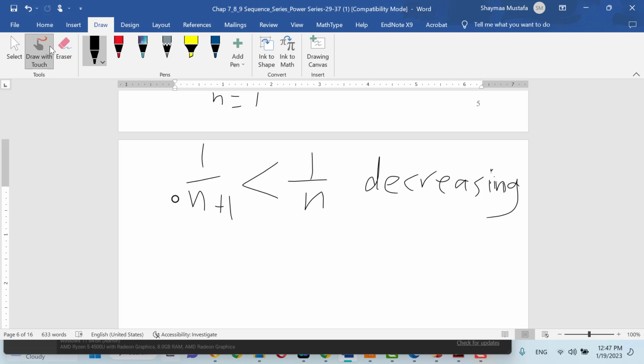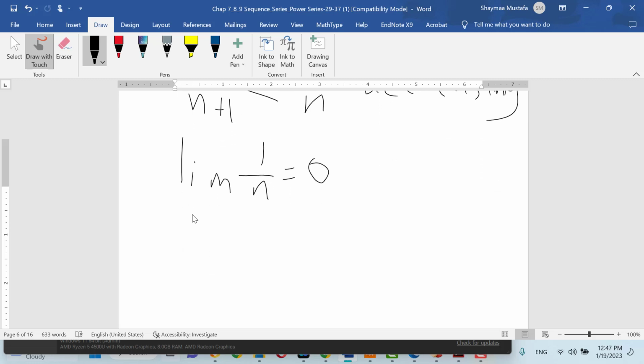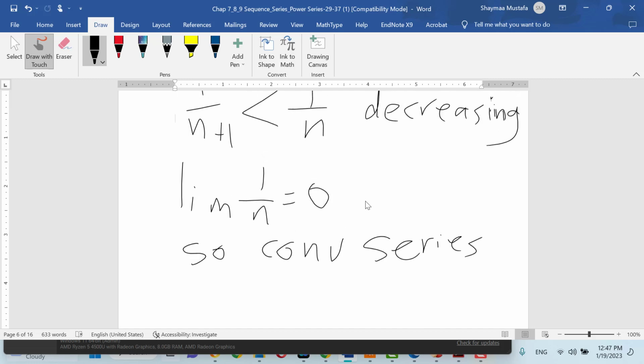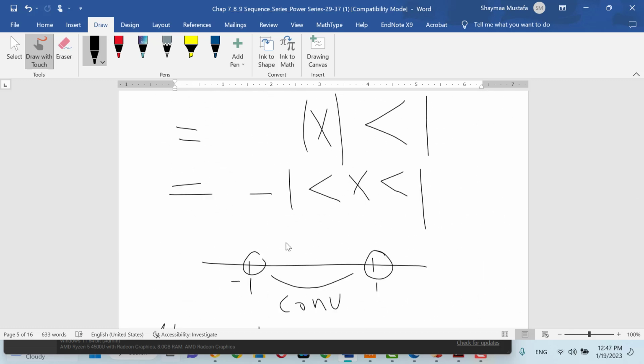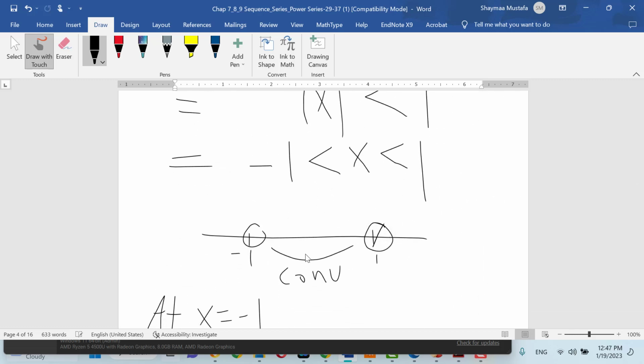And we have the limit of 1 over n goes to 0. So alternating series converge. By the alternating series test, it is a convergent series. So x equal to 1 is included in our interval of convergence.